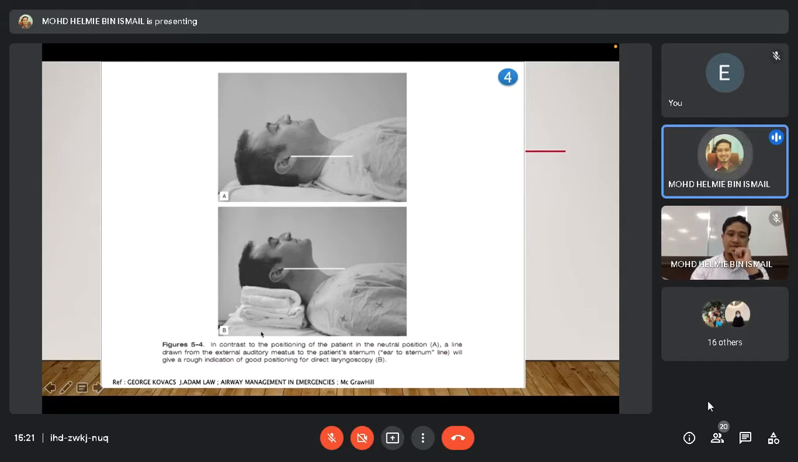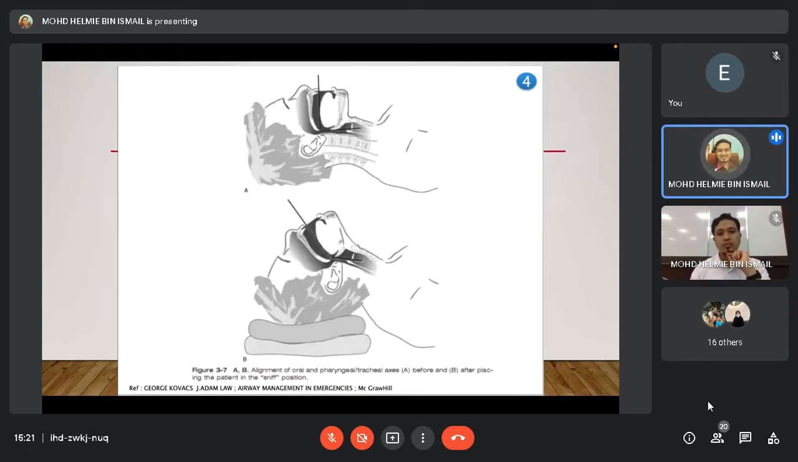So you need to have padding, either a towel, a bed sheet, anything, as long as you put the patient in the sniffing position. Why do you put this patient in the sniffing position? Because you need to elevate the vocal cord to the same level as the sternum.